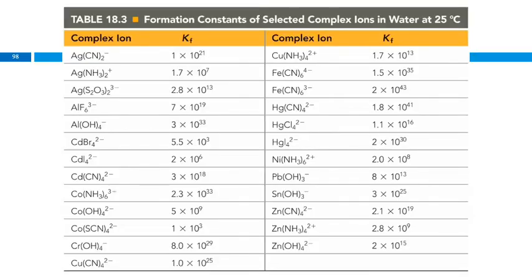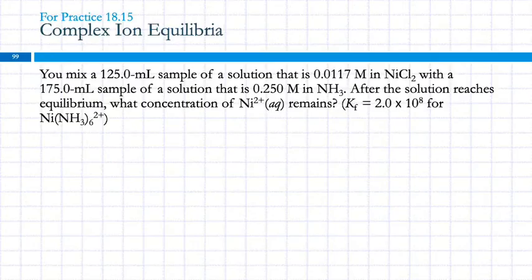So here's another table of lots of numbers. These are formation constants for selected complex ions in water at 25 degrees Celsius. You might need to look at this later. So let's look at an example. You mix a 125 milliliter sample of a solution that is 0.0117 molar in nickel chloride with a 175 milliliter sample of a solution that is 0.25 molar in ammonia. After the solution reaches equilibrium, what concentration of nickel remains? The formation constant for the nickel complex ion is 2 times 10 to the 8th.